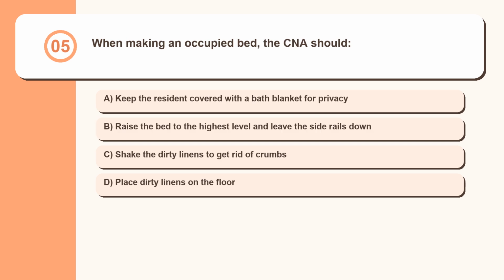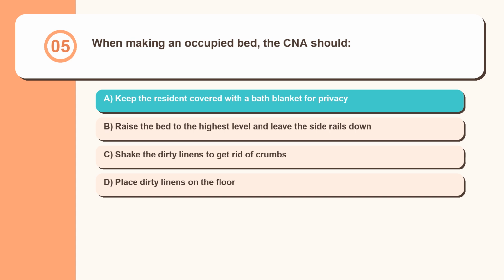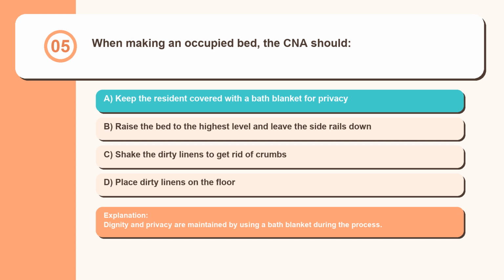Question 5. When making an occupied bed, the CNA should keep the resident covered with a bath blanket for privacy. Raise the bed to the highest level and leave the side rails down. Shake the dirty linens to get rid of crumbs. Place dirty linens on the floor. Dignity and privacy are maintained by using a bath blanket during the process.